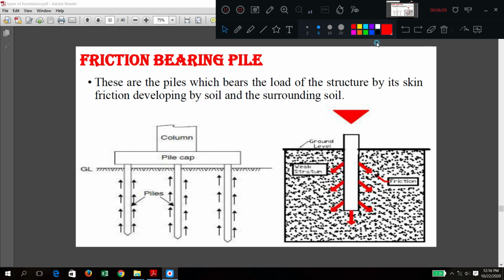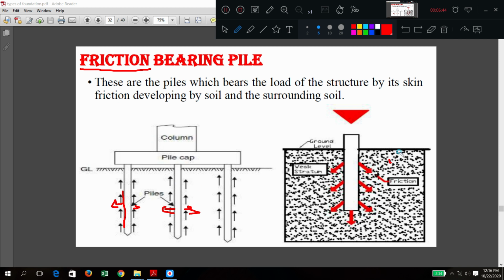Now come to friction bearing. Friction bearing means, you can see in this diagram, there is a load transfer from the surface area of this pile to the neighboring soil. Whenever load is coming on this pile, some pressure or friction is exerted from the soil. In that way it will carry the load through friction.